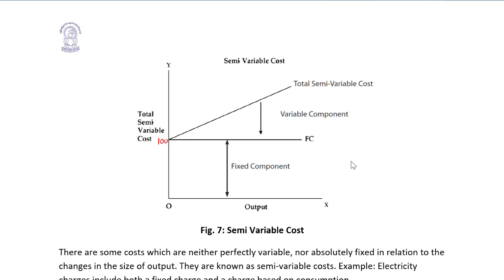So this cost is known as semi-variable cost or semi-fixed cost. Why? Because over here there is an element of fixed cost as well as variable cost, both. Both the elements of fixed and variable cost are present over here, and that is why it is known as semi-fixed cost or semi-variable cost. So semi-variable cost equals fixed cost plus variable cost. Some component of fixed cost and some component of variable cost.